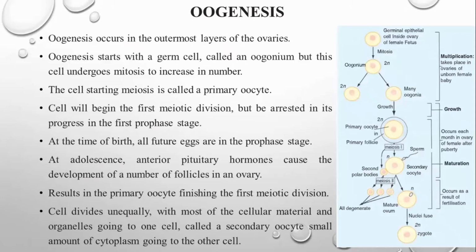In oogenesis, the germinal epithelial cells inside the ovary of the female give rise to a cell.